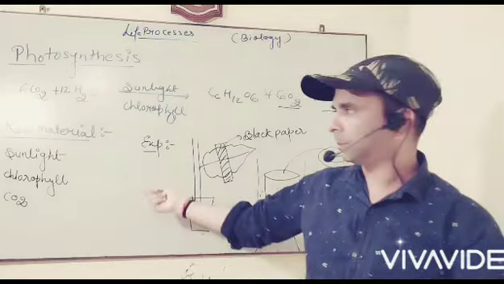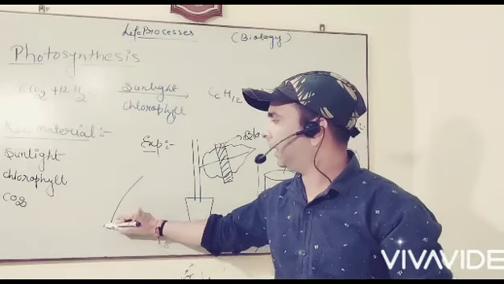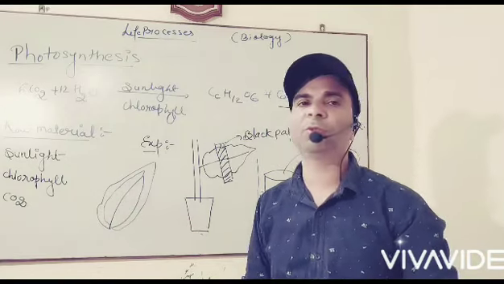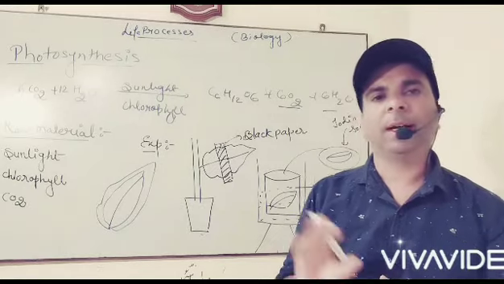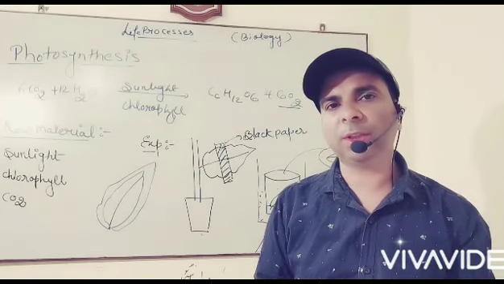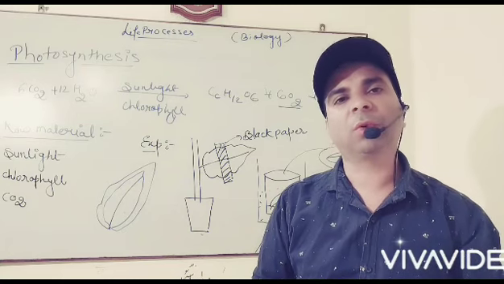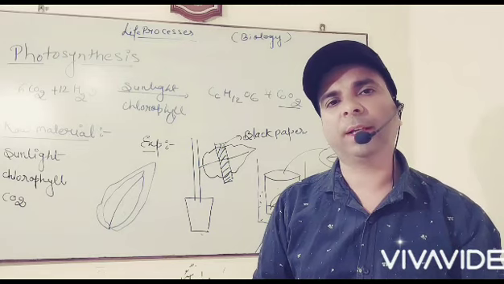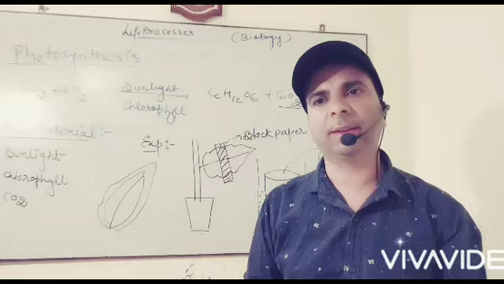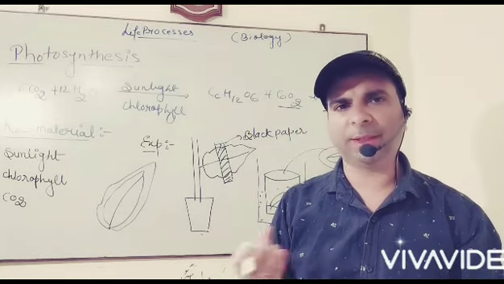Next, the experiment for chlorophyll. Take variegated leaves. Variegated leaves are those in which some portion of the leaf is yellow in color and some portion is green. The outer portion is yellow and the inner portion is green. The inner portion contains chlorophyll and the outer portion contains other pigments. It may be xanthophyll or carotenoid.